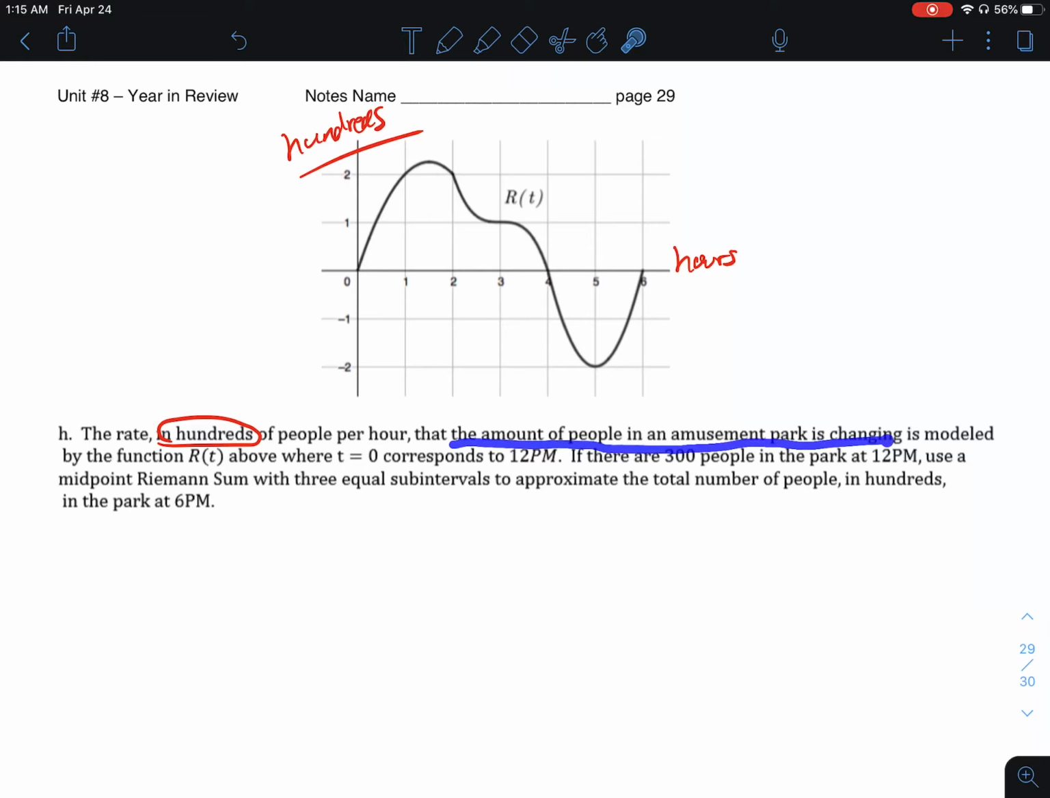The amount of people in the amusement park is changing and is modeled by the function r of t, where t equals 0 corresponds to 12 p.m. Alrighty. If there are 300 people in the park, now it's important, this is measuring hundreds. 300 people in the park means that there are 300 at 12. So what does that mean? That's an ordered pair, because 12 corresponds to 0.